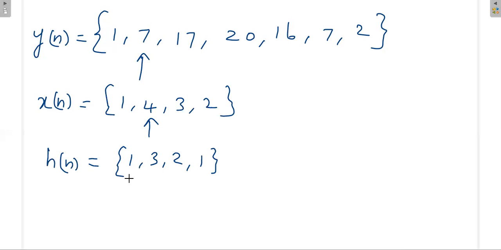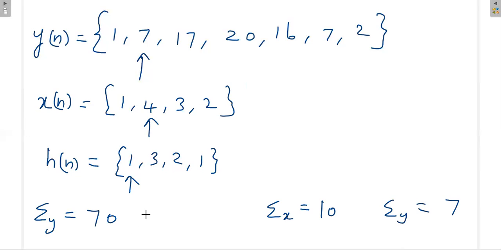So what is the summation value of y? You just add it. Similarly, what is the summation value of x? 1 plus 4 plus 3 plus 2, that is 10. What is the summation value of h? 7. If you multiply, you will be getting 70. Then definitely the summation value of y will be 70. If you add all these terms, definitely you have to get 70. So it's just a simple cross verification to check whether our answer is correct or not.